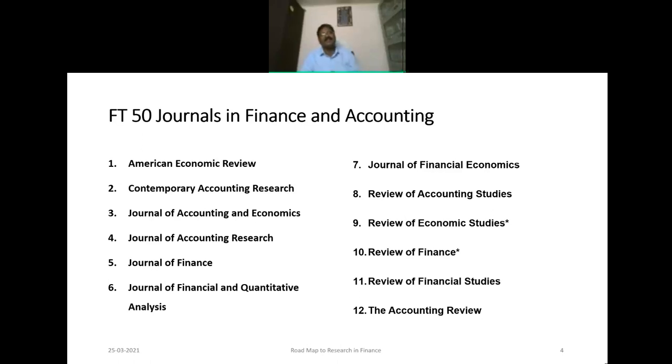This list of top 50 journals is a quality aspect. Otherwise, you won't call it top 50. So out of the top 50, which have listed journals coming from nearly 8 to 10 domains, we could see there, 12 out of the 50 are from finance and accounting. So it is a quality parameter.